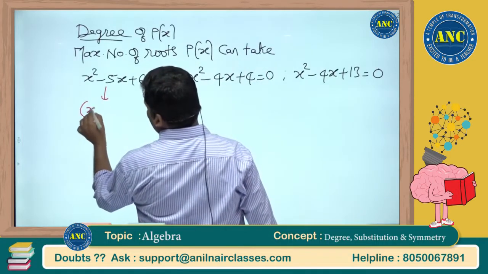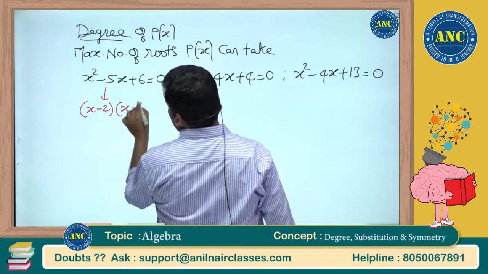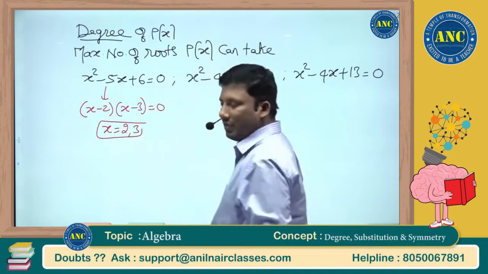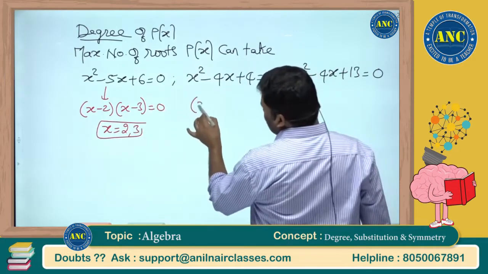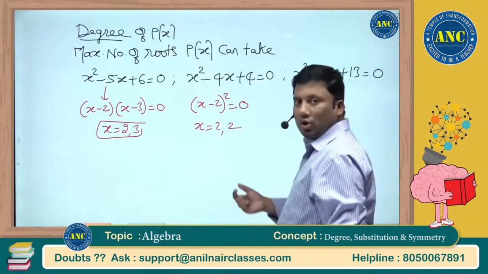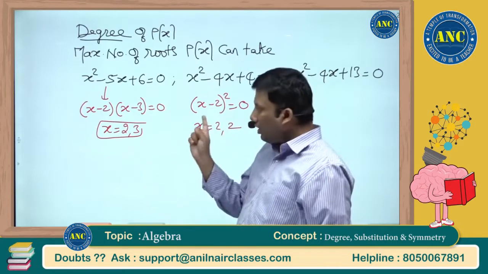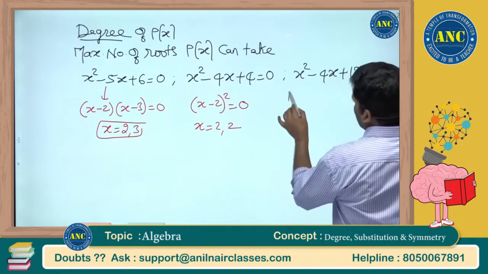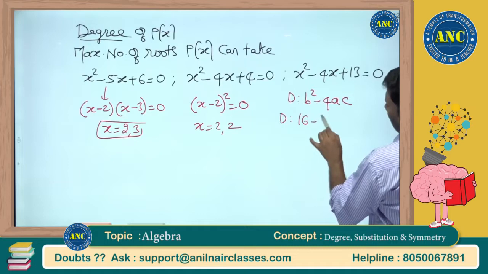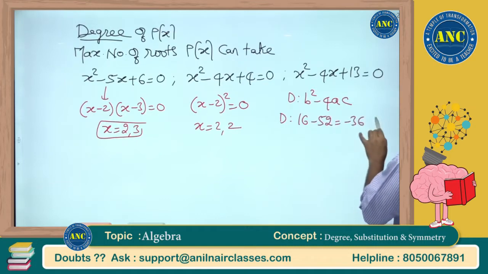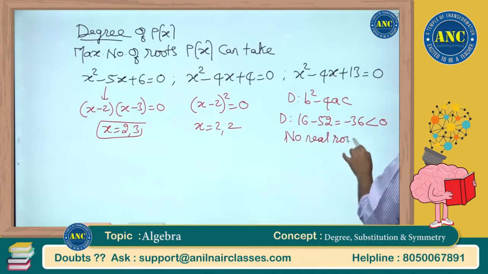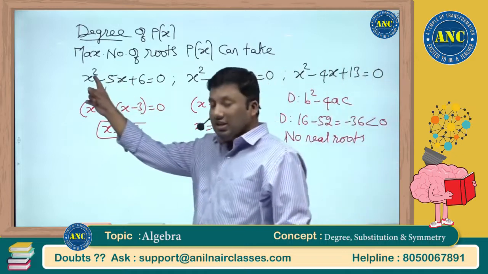If I simplify this one, x minus 2 into x minus 3 equivalent to 0, x equivalent to 2, 3. If I simplify this one, it is x minus 2 whole square equivalent to 0, x is 2, 2. Two roots I got, both of them are equal. That means one root is there. For this, b square minus 4ac is 16 minus 52, which is minus 36, less than 0. That means no real roots. What is the degree in this case? Degree in this case is 2.